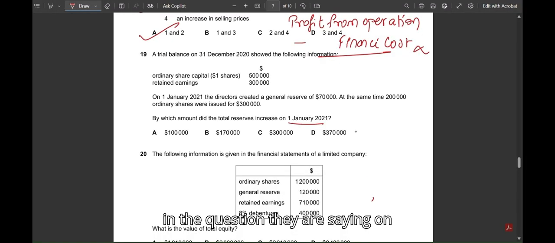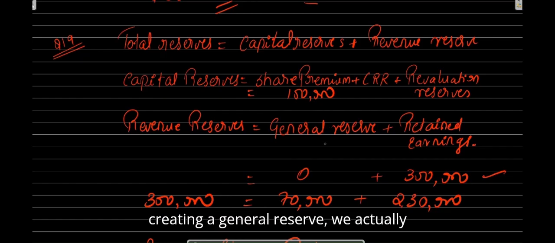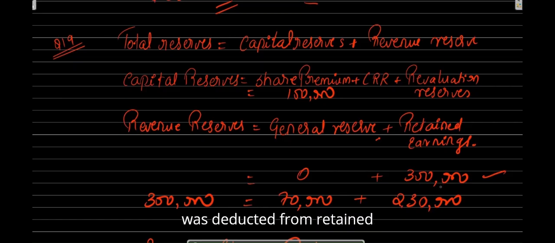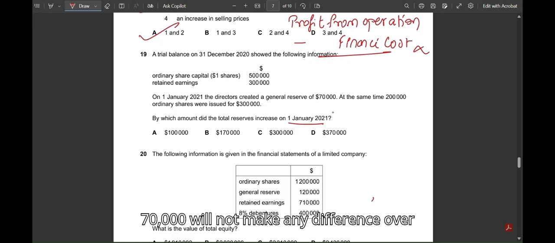Now in the question they are saying, on 1st January 2021, the directors created a general reserve of 70,000. Now understand one thing. For creating a general reserve, we actually remove it from retained earnings. So your retained earnings prior to that were 3 lakhs. So actually we removed 70,000. 70,000 was deducted from retained earnings, which came to 2 lakh 30,000, and then a general reserve was created. So technically in your revenue reserves there was no increase. So this 70,000 will not make any difference in increasing the reserves. It's like taking out from one shirt pocket and putting it in your pant pocket. So that's the reason 70,000 will not make any difference over here.